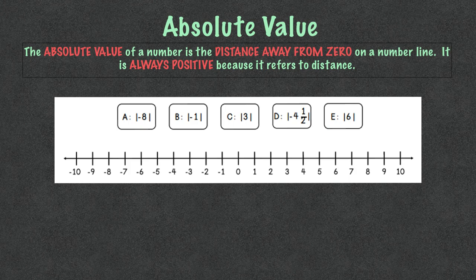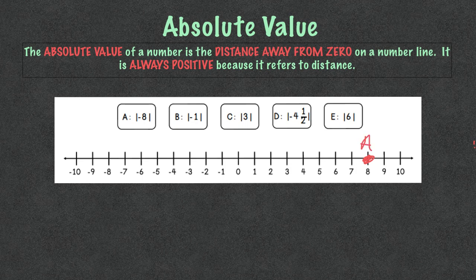All right, so letter A says the absolute value of -8. So remember, this is the distance away from 0. So if we started at -8 and we counted 1, 2, 3, 4, 5, 6, 7, 8, -8 is 8 spots away from 0. So the absolute value of -8 would be 8. So I would actually put the dot right here. So I would label that A.